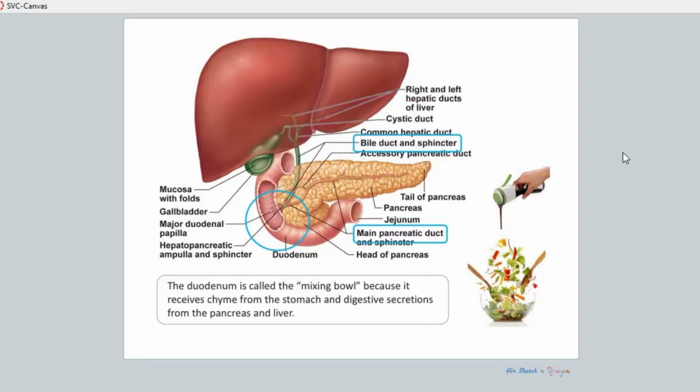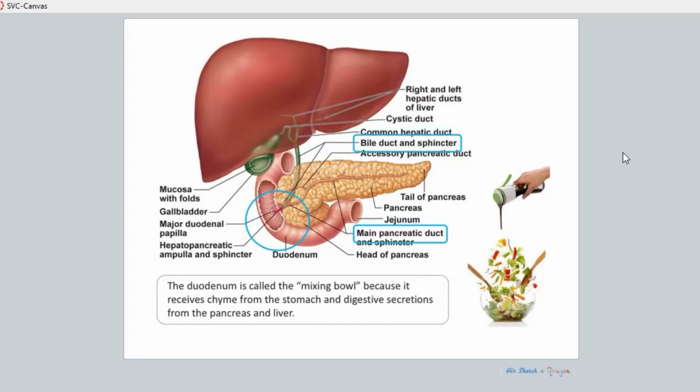But what else? And this is where we can look at this figure to kind of deduce this. So right here, we have an opening into the duodenum. And then you can see there are these ducts that potentially secrete things through that opening into the duodenum.